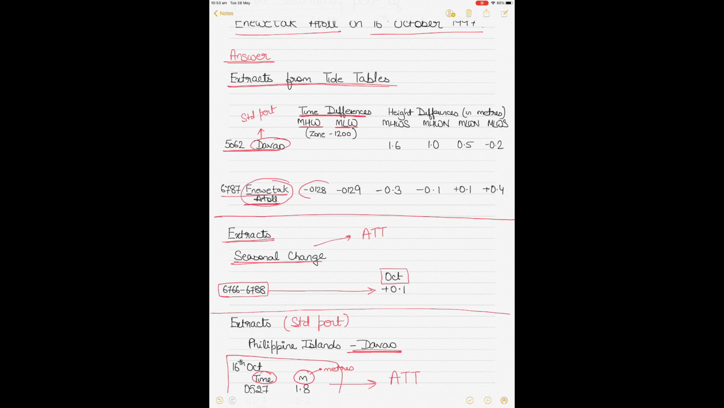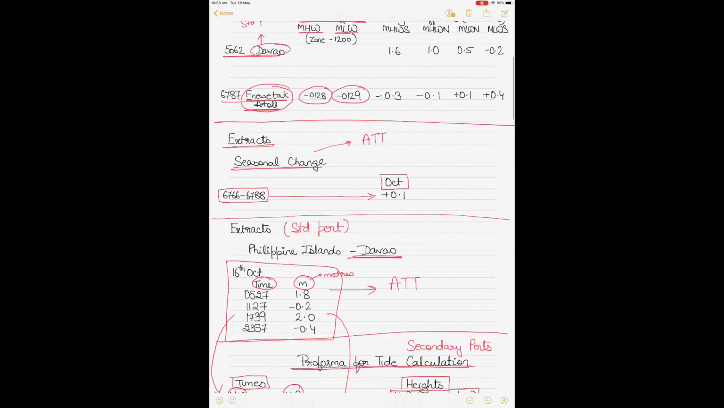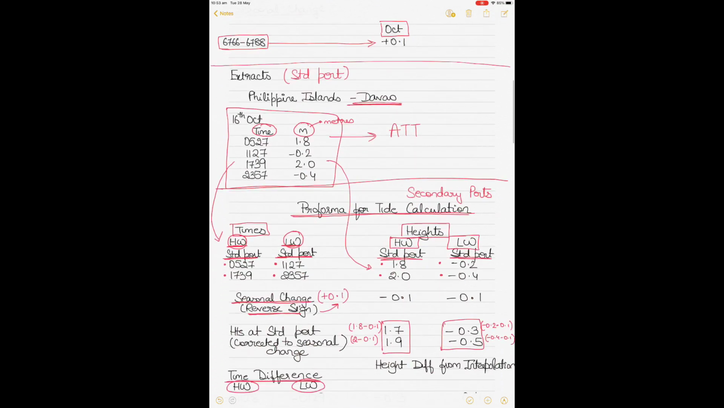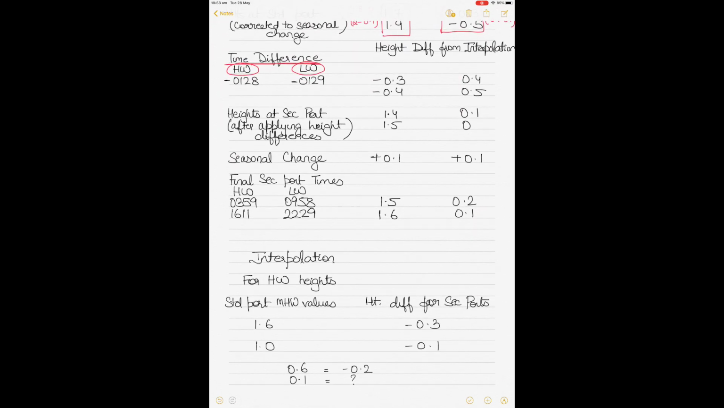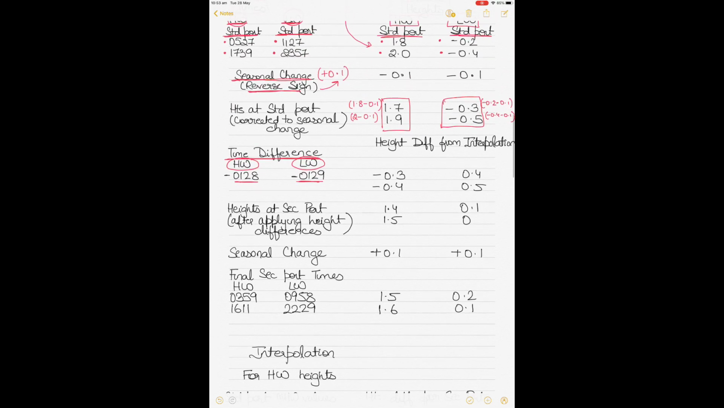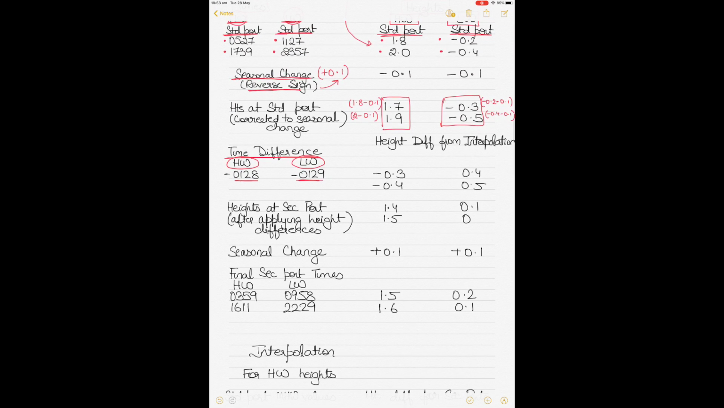So for mean high water it is minus 0.128, and the time difference for low water is minus 0.129. This is the correction we will apply to the times of the standard port to get the times of the secondary port. Alright, so we'll come back here, and this is what I have done here, minus 0.128 and minus 0.129. So these are the corrections I will apply to the standard port times to get the secondary port times of tides.